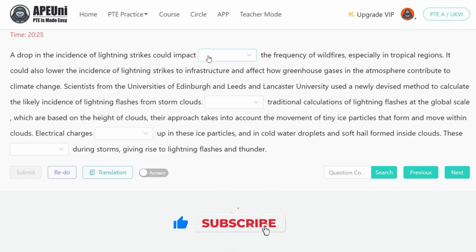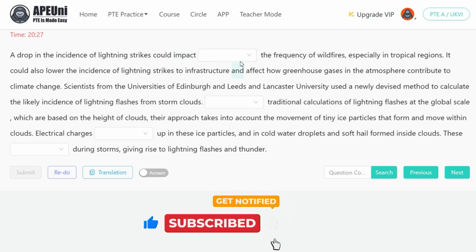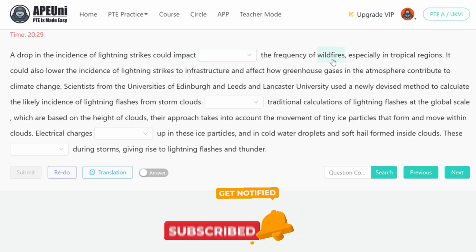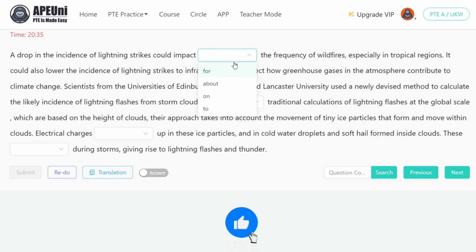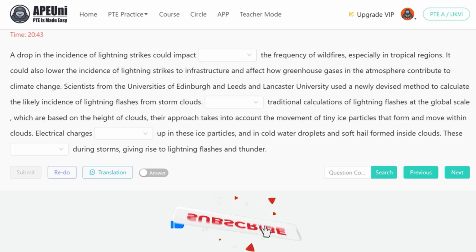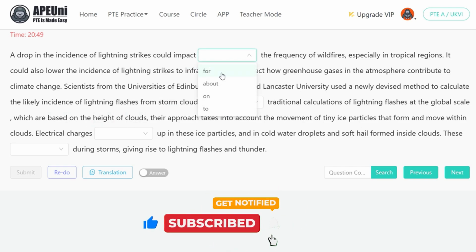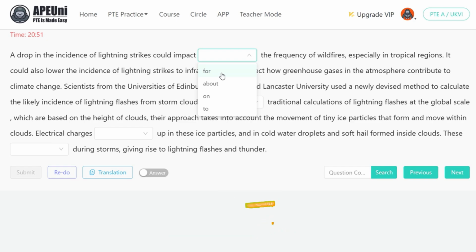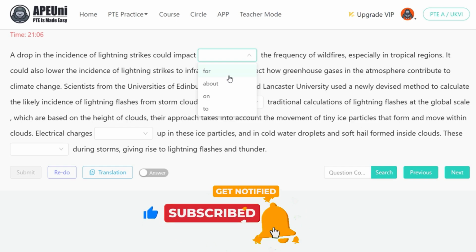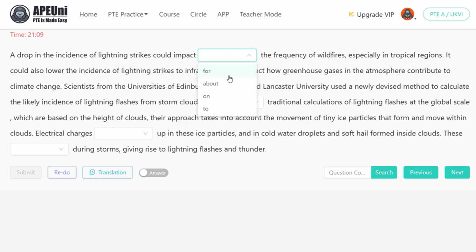So very first blank, where we are having impact dash the frequency of wildfires. We do have options which are for, about, on, to. If we just try to see what it means by for. For implies benefit or purpose, not causal effect. Right? For example, the vaccine was developed for children. This course is for beginners. It's not a correct option for this blank.